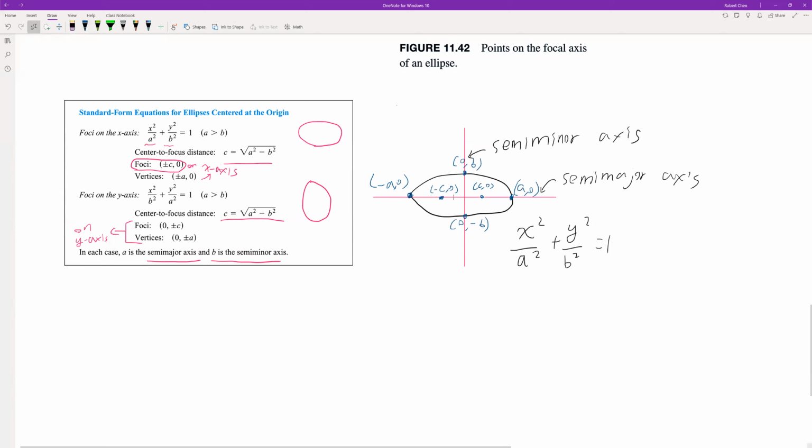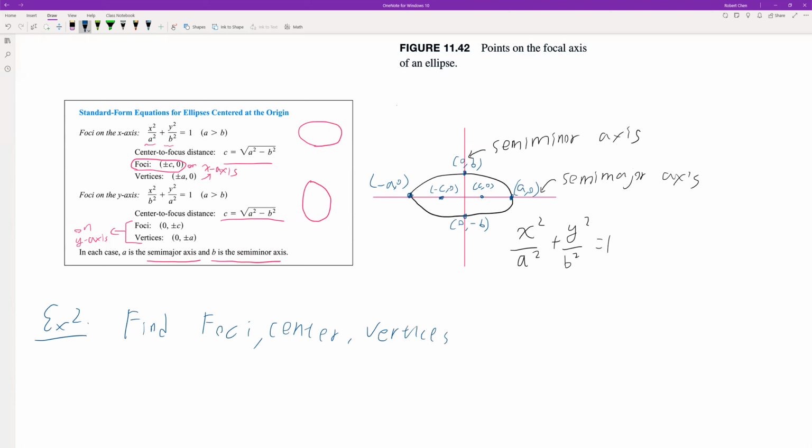So let's take a look at one example together. We want to find the foci, center, and vertices of x squared over 16 plus y squared over 9 is equal to 1.